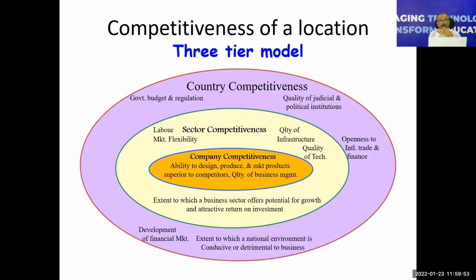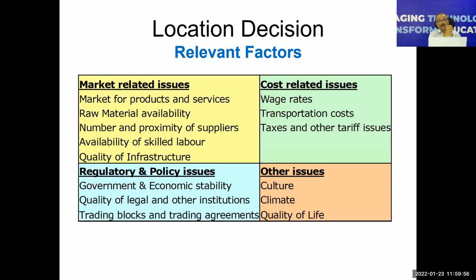Okay, so we can see that whenever we are looking at any operational or location decision, there are certain factors that we need to take into account. It may be a market related factor, it may be a cost related factor, or it may be the regulatory and policy issues. So if you look at the market related factor, the market for products and services, what kind of market exists for that particular product and service? For example, if it is software products, if it is automobile products, or if it is textile products.